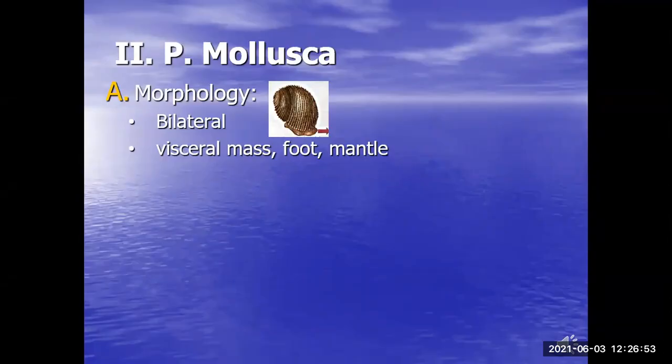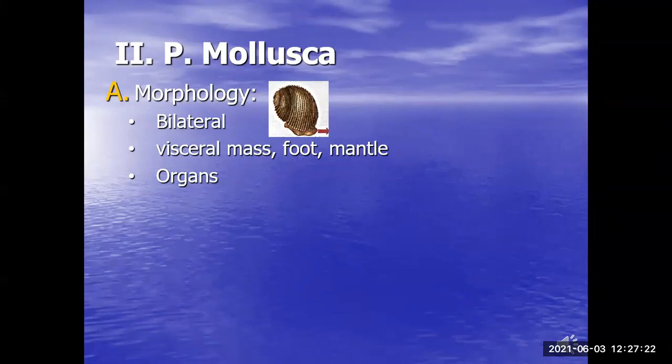Now, the visceral mass leads to many different organs, and so we do have what's called the organ system level of organization in mollusca. Yesterday, in the last lecture, we saw that there was a cell level organization in the porifera. There's tissue level organization in the cnidarian. Now we see that there is organ system level of classification.